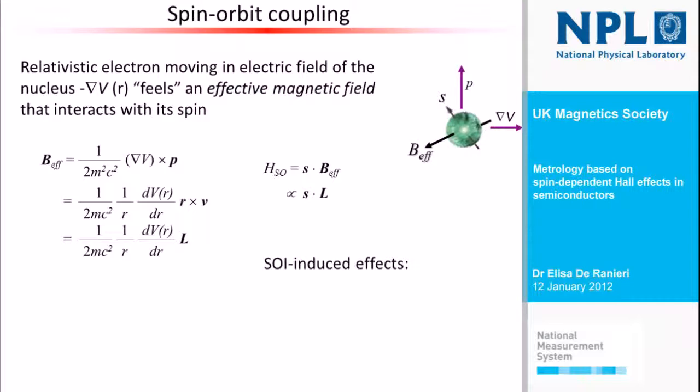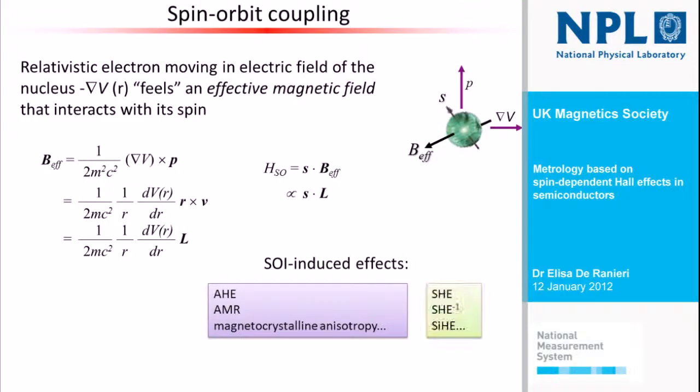This interaction is responsible for a number of effects in ferromagnets. For example, the anomalous Hall effect that we've discussed earlier, anisotropic magnetoresistance, magnetocrystalline anisotropy, and so on. But also in paramagnets it is responsible for the family of these spin Hall effects.